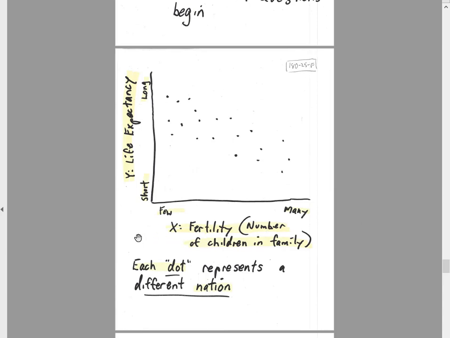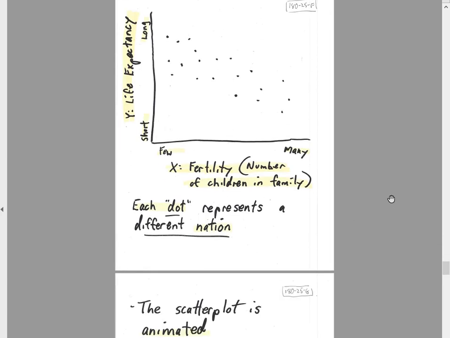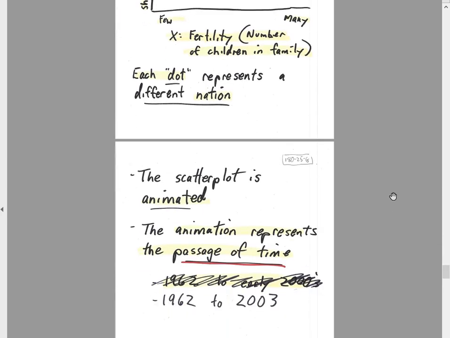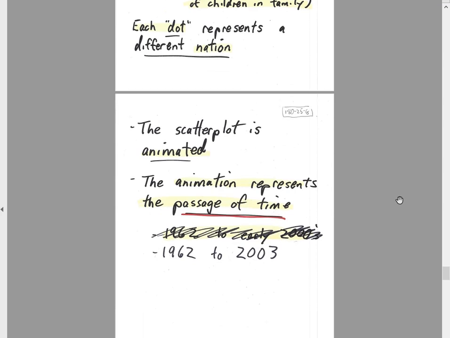The x variable is fertility, the number of children in a typical family in this country. The y variable is life expectancy. How old is a typical person in this country at the time of death? That is what we're going to see in Hans Rosling's animated scatter plot.